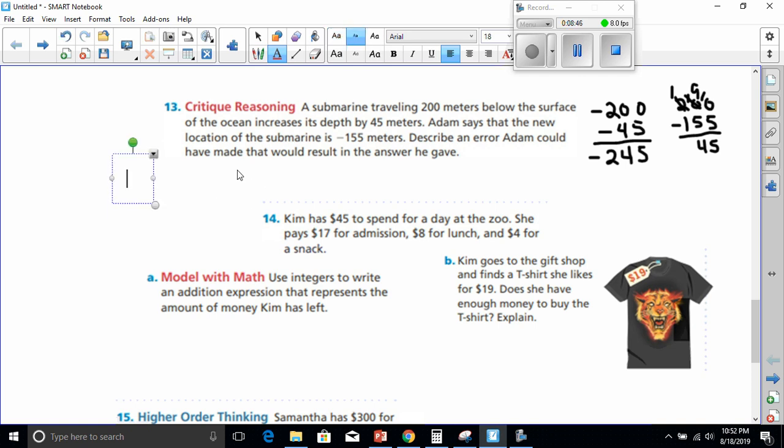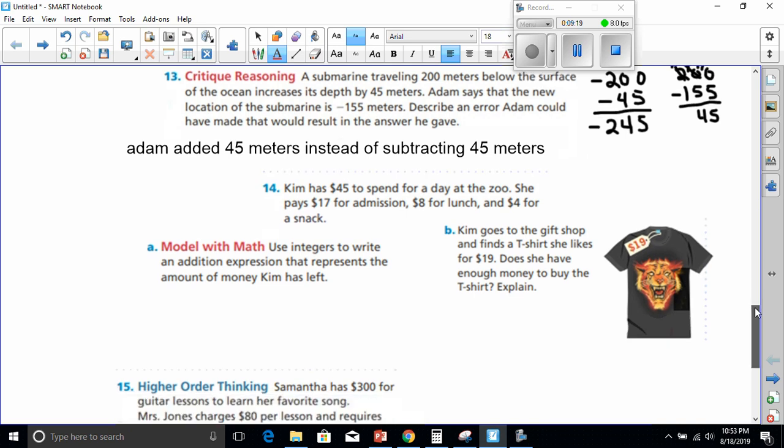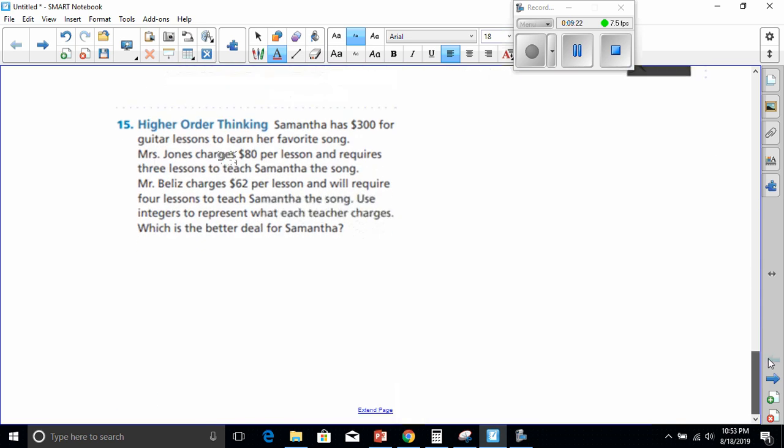So if I had to give a guess, I would say Adam added 45 meters instead of subtracting 45 meters. All right, that pretty much answered that one. Let's see if there's another one. That was 13, so we can go to 15 now.